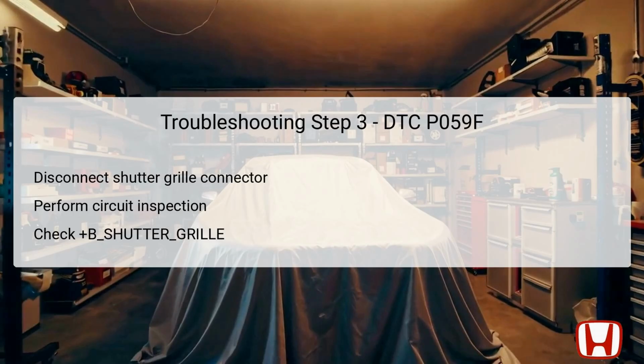If voltage is absent or inconsistent, this indicates a fault in the power supply or wiring leading to the shutter grille assembly. Any abnormalities in this circuit will require further investigation to identify the source of the issue, whether it's a wiring fault, connector issue, or a malfunctioning PCM.